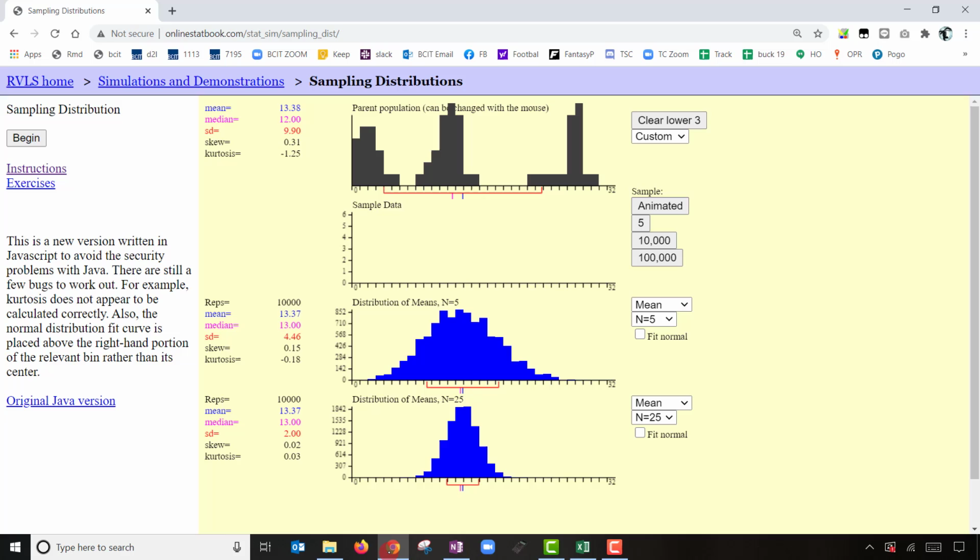So this is a nice way to transform basically any data set into a normal distribution. We just don't study the individuals anymore. We study means instead of the individual scores.